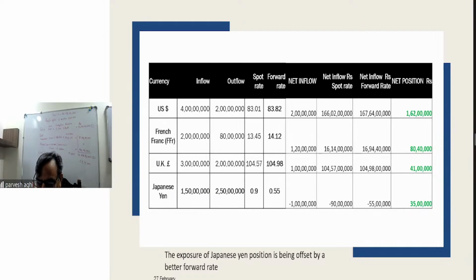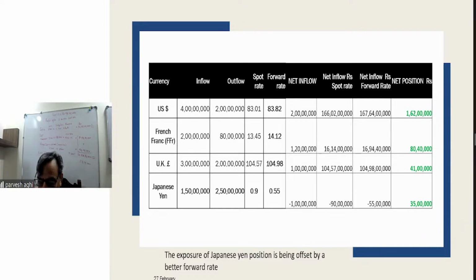Similarly, if we talk about the UK pound, there also he's a net exporter, and the pound has also appreciated from 104 to 104.57 to 104.98. Okay, which has also resulted in a positive impact of 41 lakhs to his total overall position.